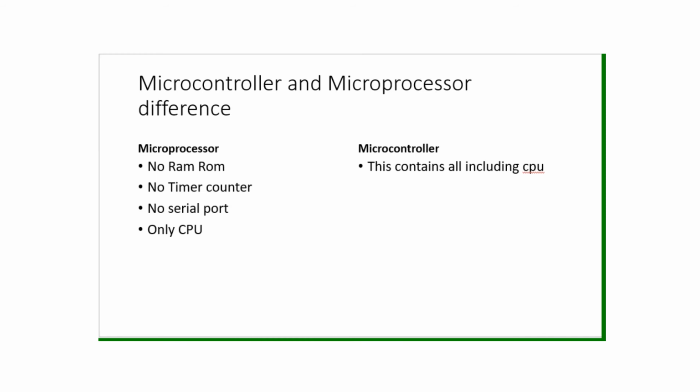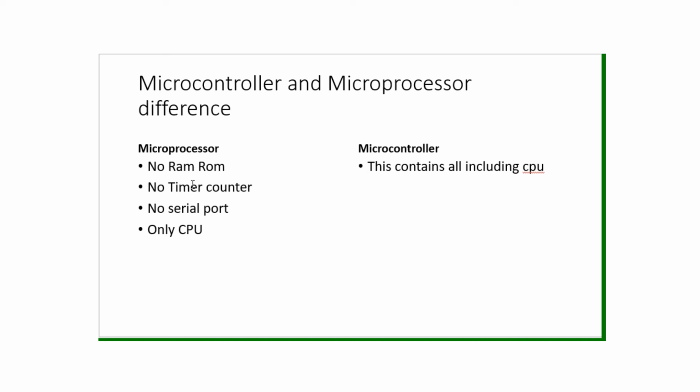The last slide in this introductory course is the difference between the microprocessor and microcontroller. A microcontroller will have RAM, ROM, timer, counter and serial ports. ROM is the code memory where you write your program. RAM is the area where you do all other arithmetic and logical operations. If at all you want to store your data, there you can store and retrieve.